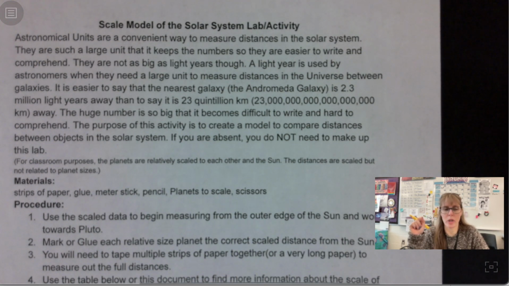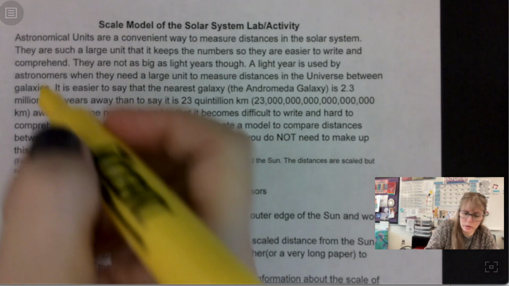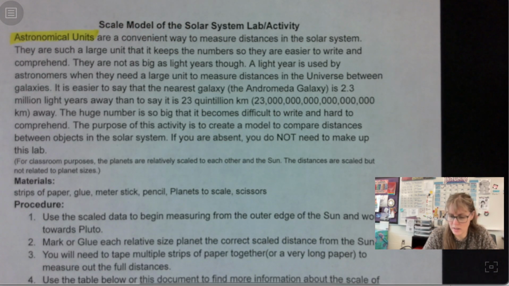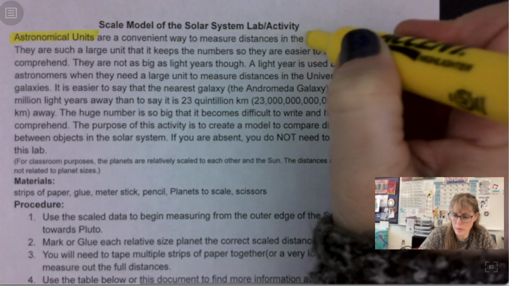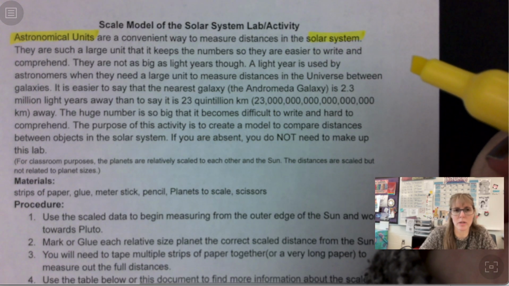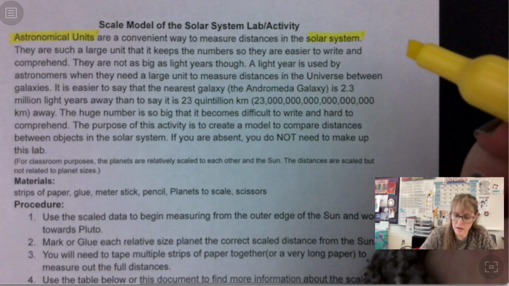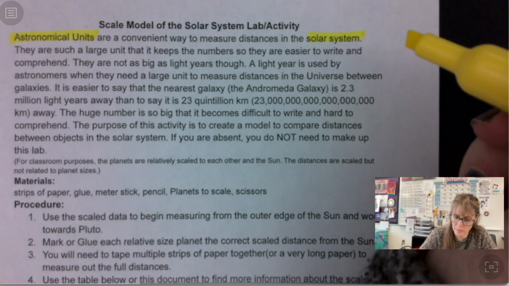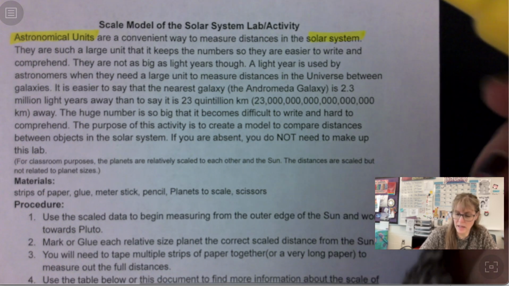We have been working on astronomical units, which are a convenient way to measure distances in the solar system. So remember, those are units that are used to measure the solar system. And they are such a large unit that it keeps the numbers easier to write and comprehend. They're not as big as light years, though.